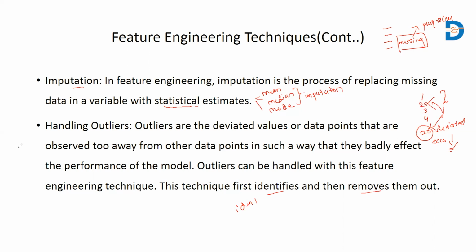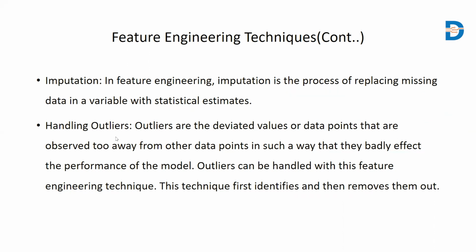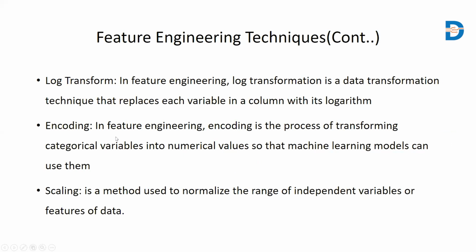Next we'll see what log transformation is. Log transformation in feature engineering is a data transformation technique that replaces each variable in a column with its logarithm. What exactly is the transformation? It is simply converting non-normal data into normal data. That comes under log transformation. It simply replaces the variable with its logarithm.